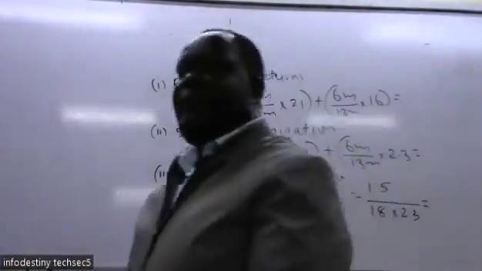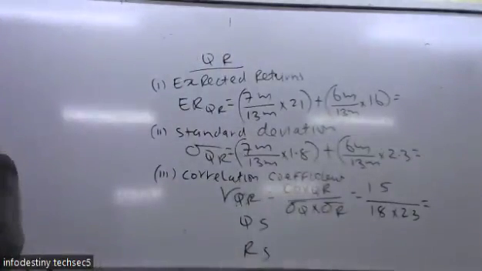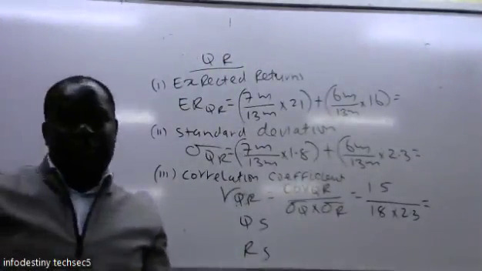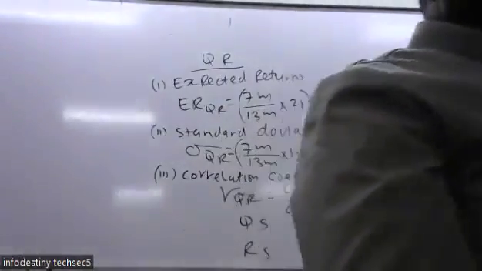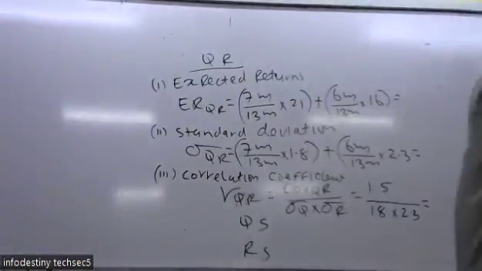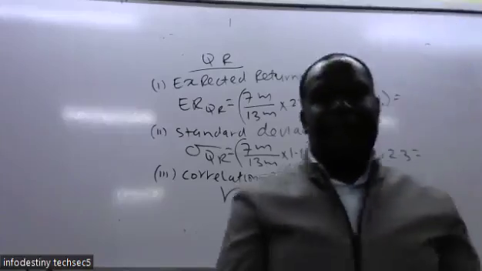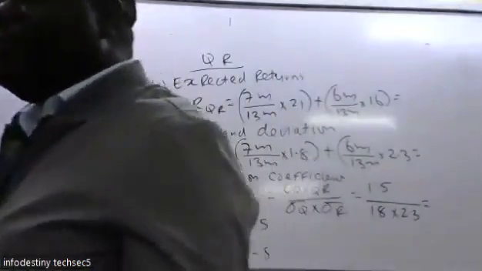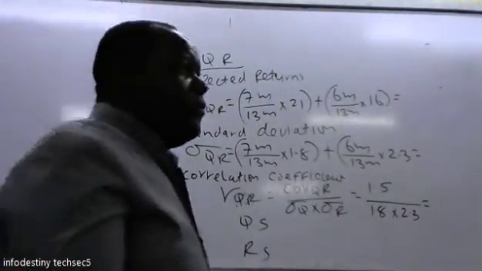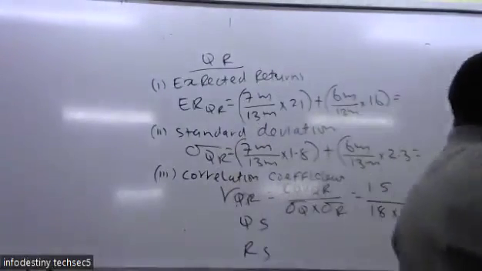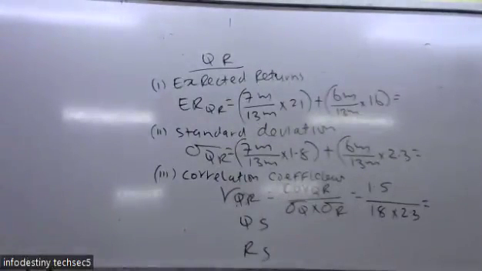Mean variance, or coefficient of variation. The mean variance is also known as the coefficient of variation.